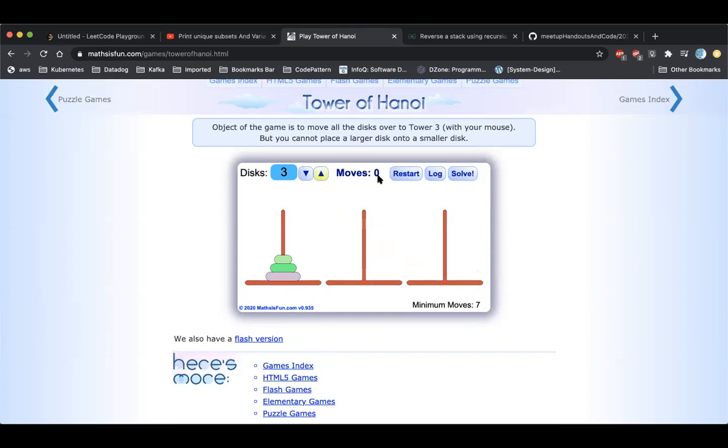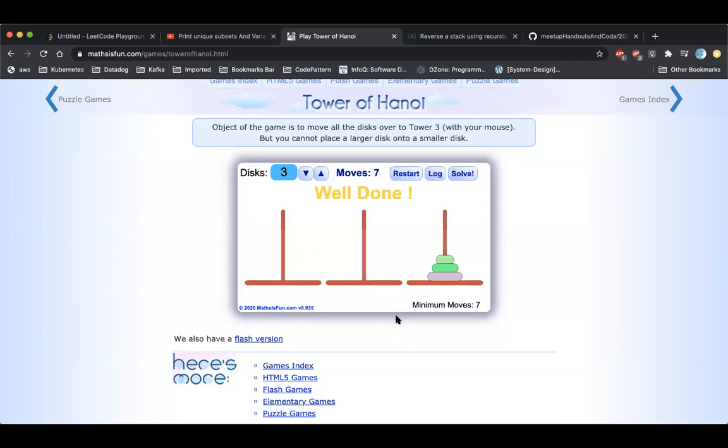If you see the way it is solved, every step is counted. You needed 7 steps to do this, and the way you do it is you move from source to destination, source to helper, destination to helper, and source to destination, helper to source, and then this is done. So we need 7 steps.